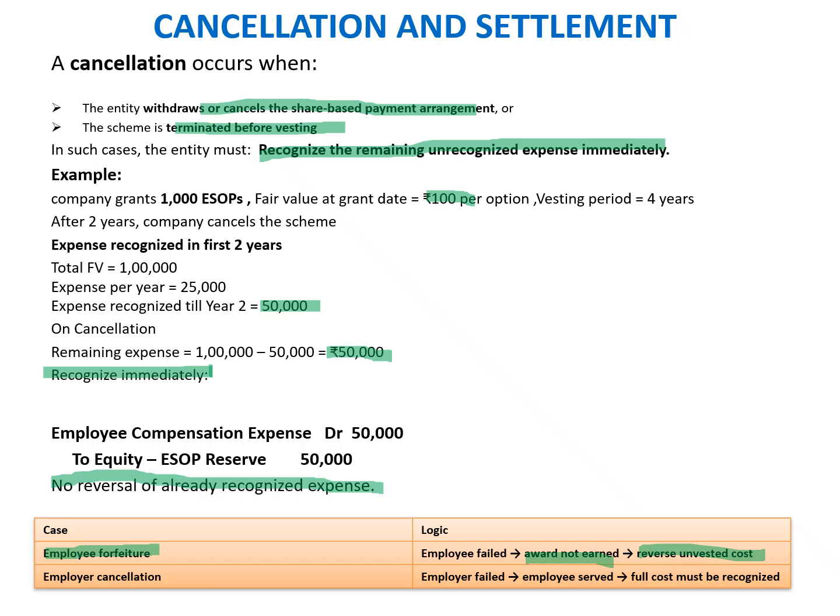And most importantly, whenever cancellation happens from the entity side, in that case we have to immediately recognize the unvested portion in the year in which the cancellation happens. So this is the treatment whenever we do the cancellation. Now we'll move to the next slide to understand what happens when we do the settlement.